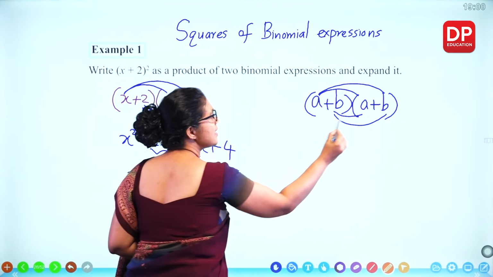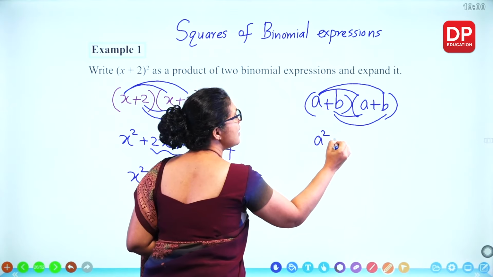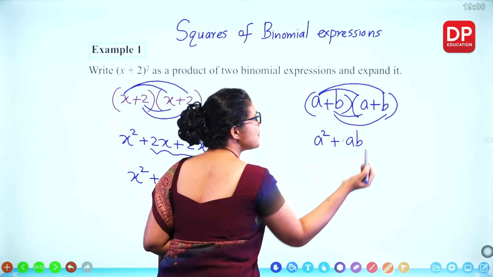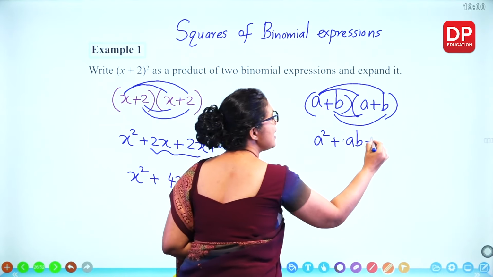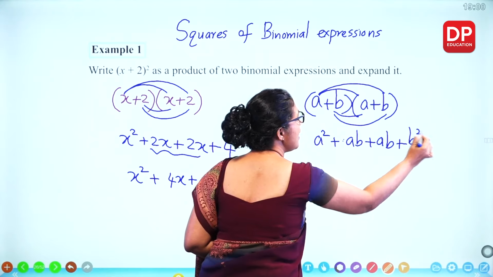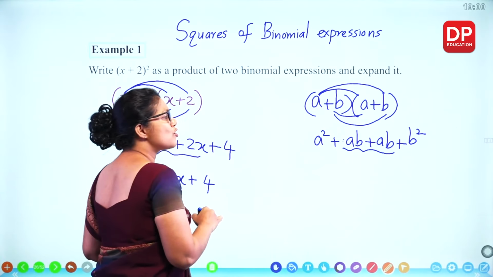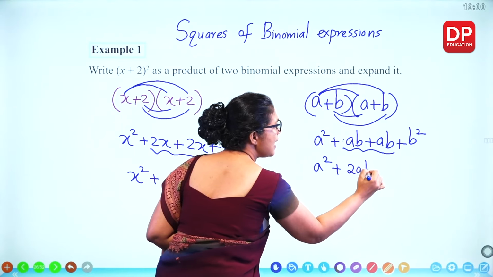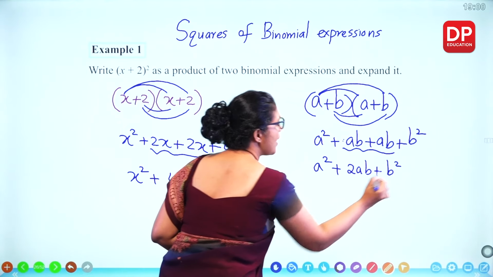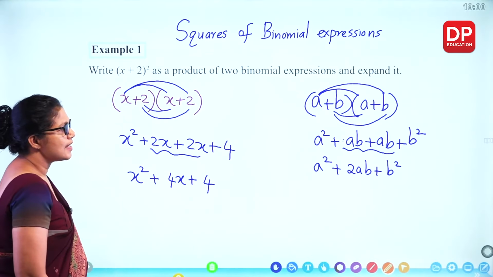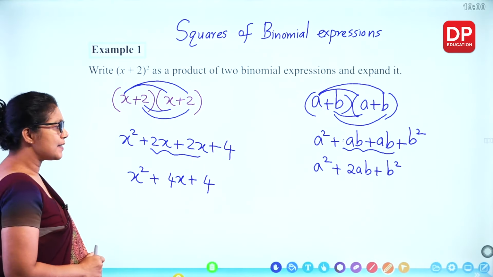You get a times a is a squared, a times b is ab, b times a you can write as ab, and b times b, b squared, and you can simplify the middle two terms. You get a squared plus 2ab plus b squared. Now, can you look at these terms and identify the pattern?